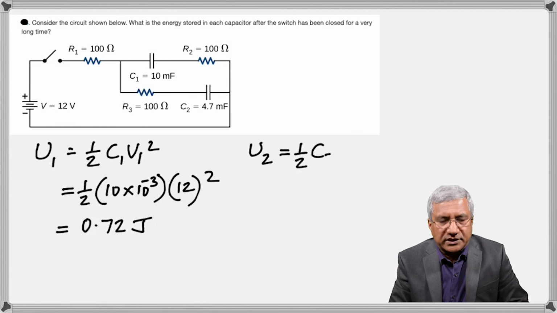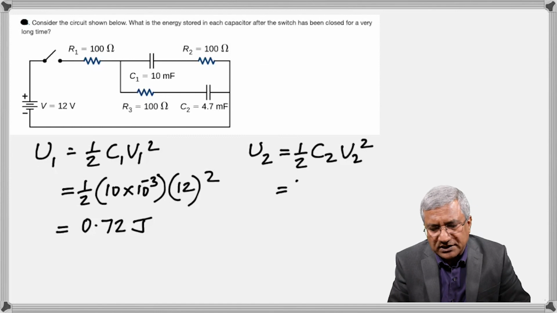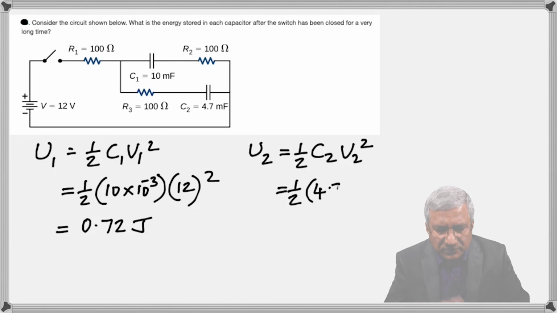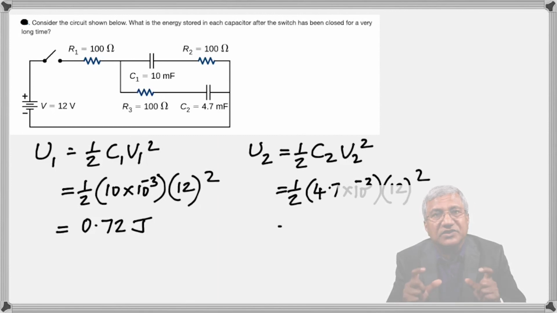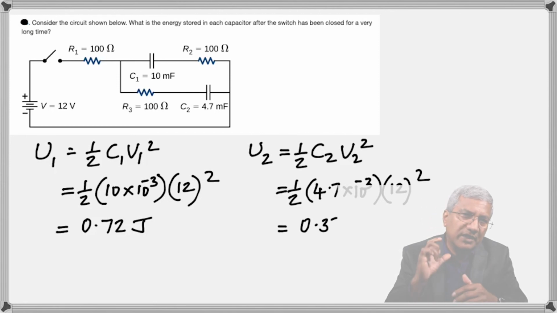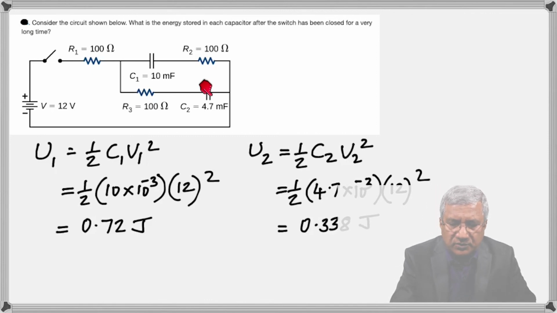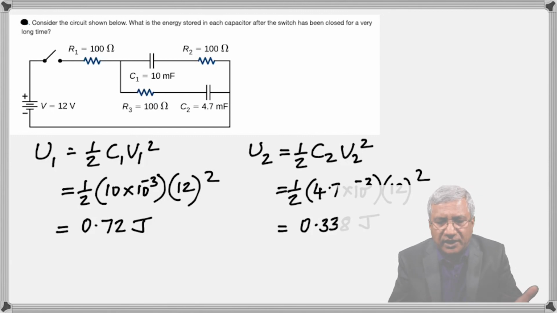What is the potential energy of the second capacitor? Same formula. What is the voltage across the second capacitor? 1/2 times the capacitance is 4.7 millifarad. And the voltage, that's a suspense. What's the voltage? Oh, it's 12. Why? Because it's connected in parallel. We know that voltages in parallel are equal. Okay, that's why the voltages across C1 and C2 are both 12 volt, and you get the potential energy of each capacitor.